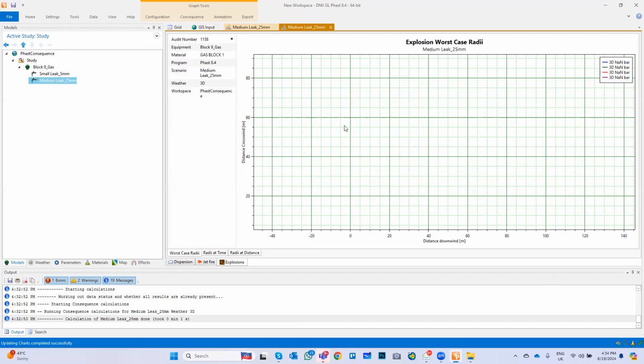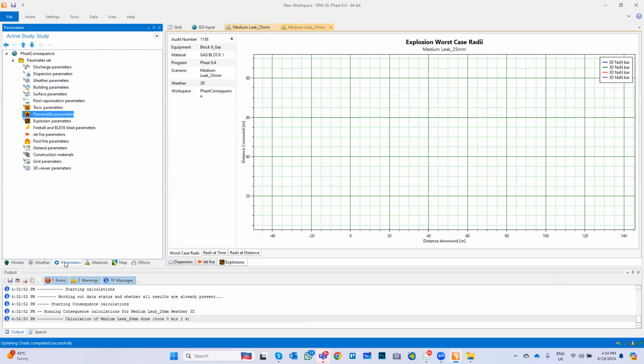So I hope from this video the weather definition and parameters definition and the HIT definition is clear.